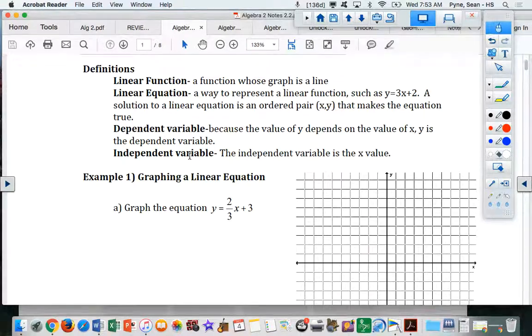Dependent variable, because the value of y depends on the value of x. All right, you will not know what y is unless you plug in an x value. Y is a dependent variable. Independent variable is the x value, because you can choose any x value to plug in, and then you find out your dependent, your y.